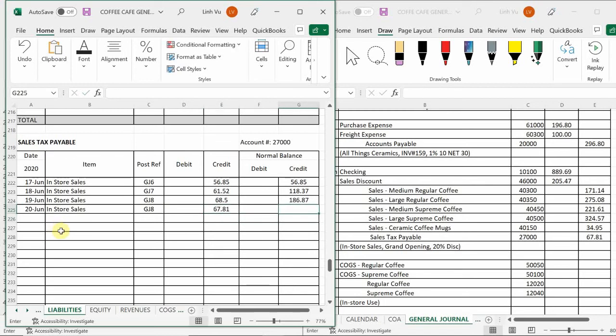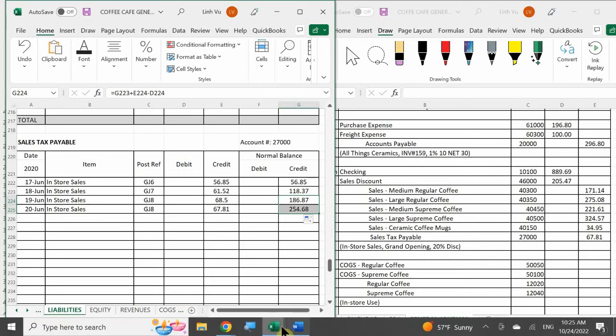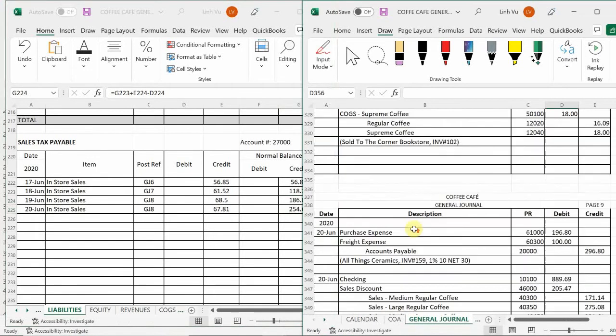Okay, for how much? Grand total is 254.48. 254, and that's 68. Okay, 260.